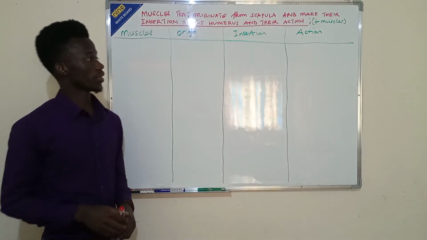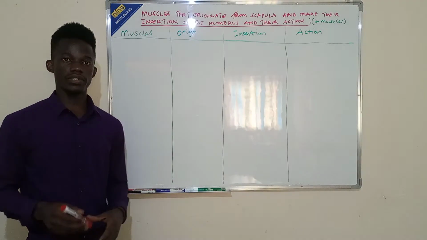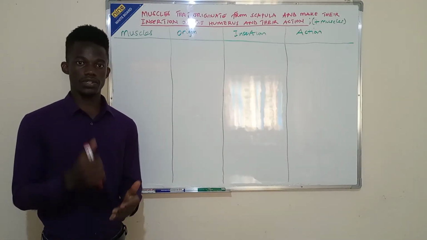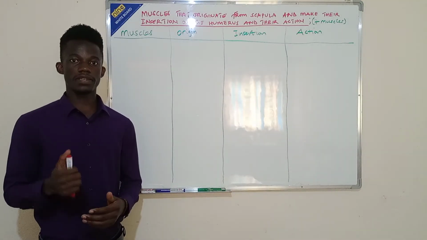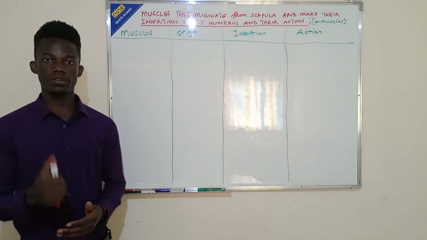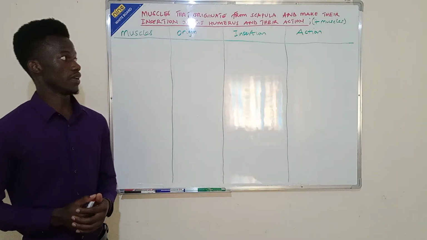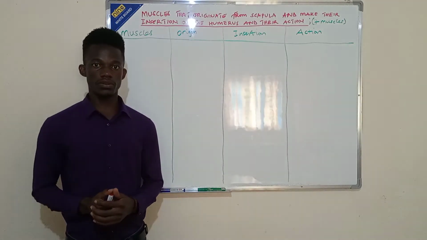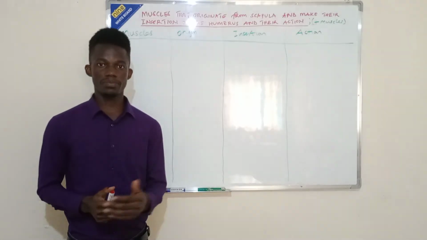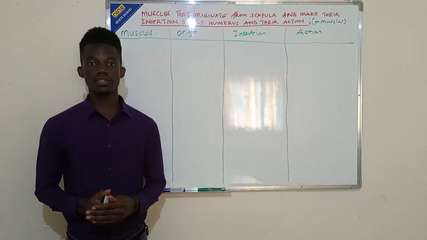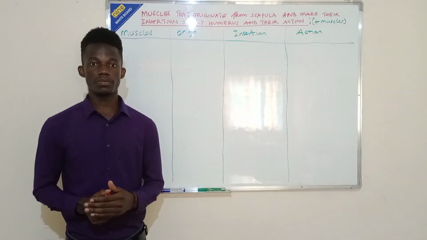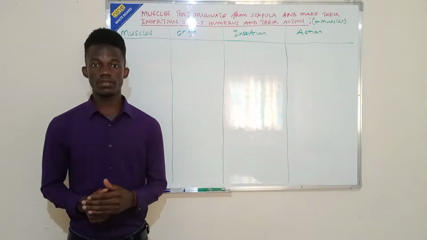In this episode we are going to look at muscles that originate specifically from the scapular bone and then make their insertion onto the humerus bone, that's the proximal part or the shaft or the body of the humerus. There are around 9 muscles that originate from the scapular bone, but 7 of them make their insertion onto what we call the proximal or the body of the humerus.